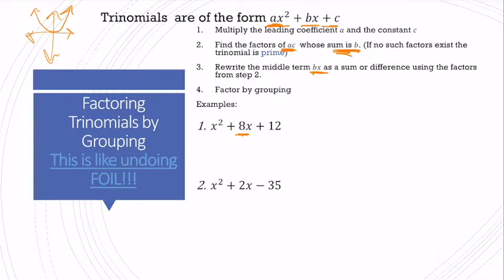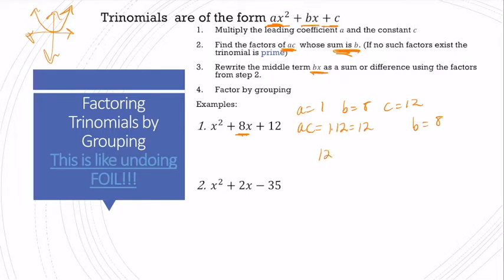So I have my A in this case. I like to write it out as 1, B is 8, C is 12. I need to find the factors of AC that add up to B. Well, AC is 1 times 12, so that's just 12, and B is 8. So I need to find some factors of 12 that add up to 8.